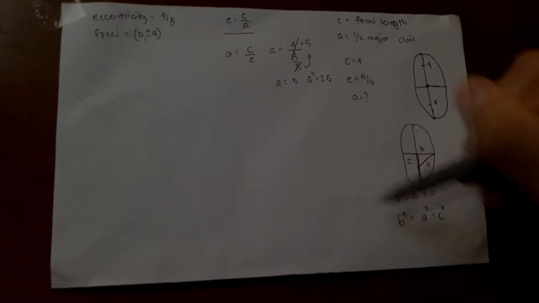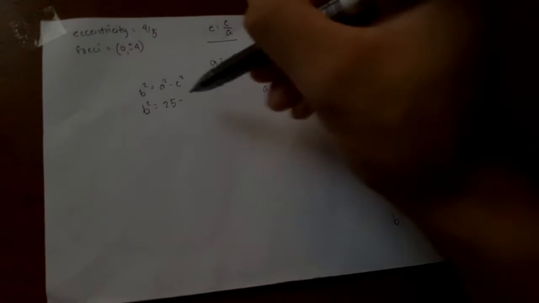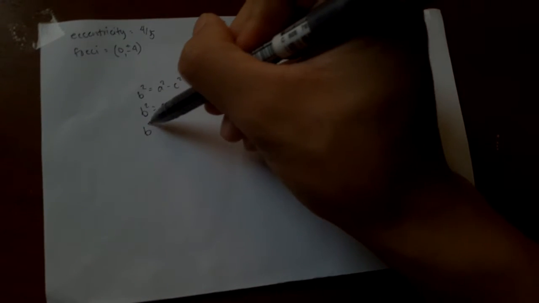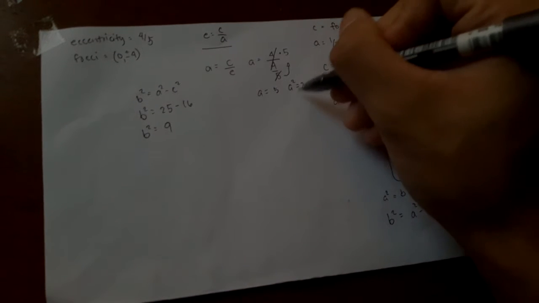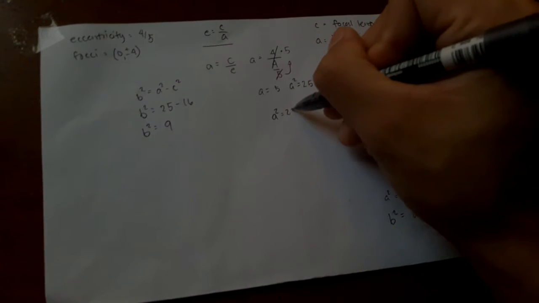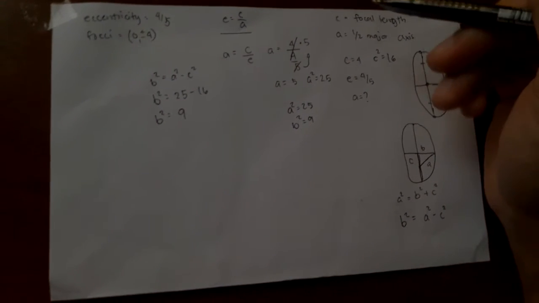So let's continue up here. B squared is equal to A squared minus C squared. So our A squared is 25 and our C squared is, our C is 4, so C squared is equal to 16. 25 minus 16, so B squared is equal to 9. So now we have our A squared 25 and our B squared 9.